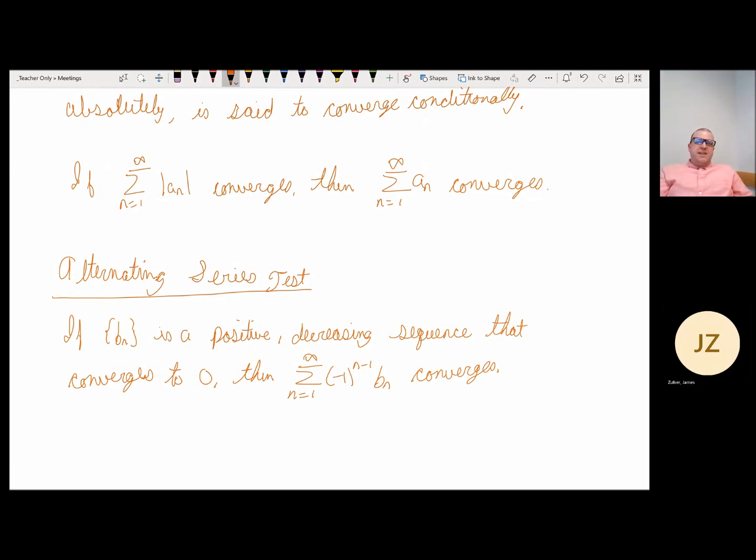Keep in mind, this is not an if and only if statement. Right, that means that if the sequence of B sub n is not a positive decreasing sequence that converges to 0, you cannot conclude the series diverges from this test. However, chances are if it doesn't satisfy that hypothesis, then it's probably going to diverge by the divergence test.